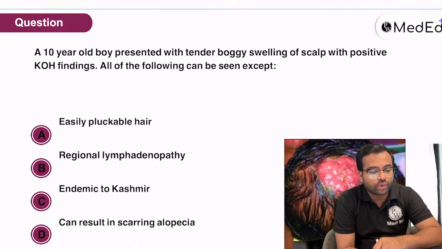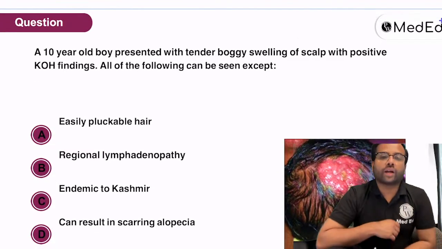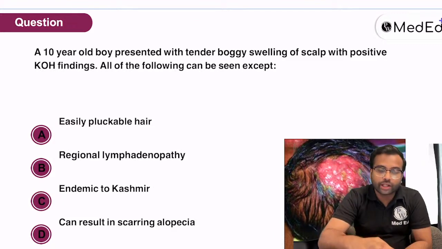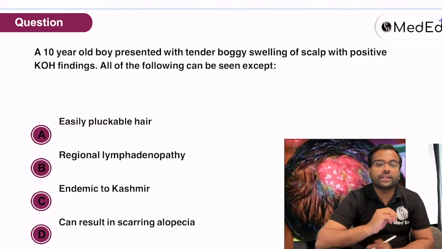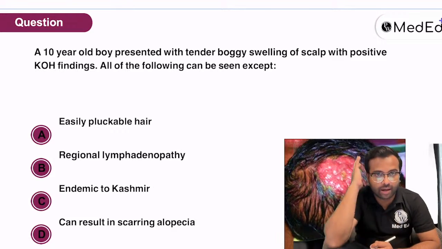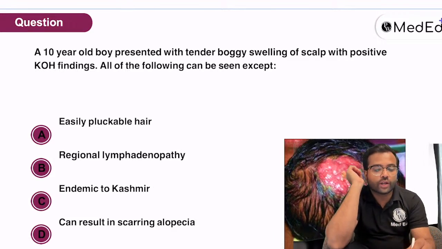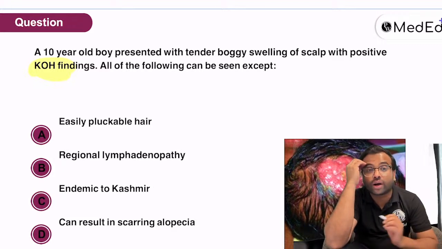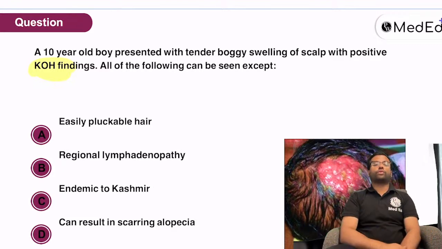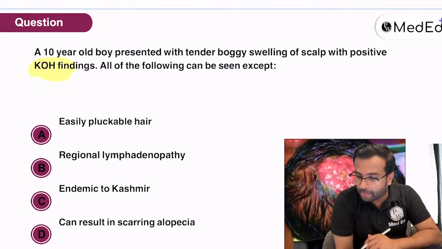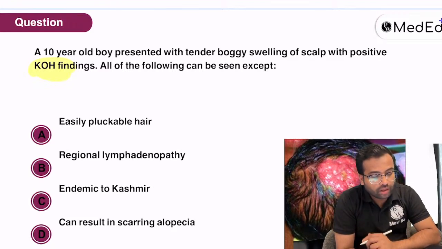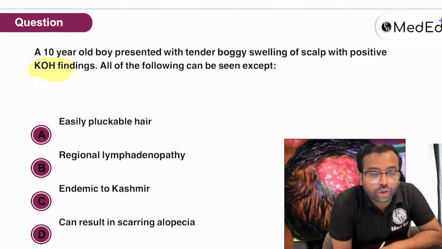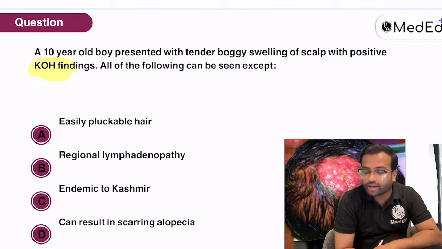So now let's go to the next question. A 10-year-old boy, and now this is a question which has been repeated multiple times in the NEET PG. So pay attention to it. A 10-year-old boy presented with a tender boggy swelling of the scalp and a positive KOH finding. So if the positive KOH finding is there, we know that this is going to be a fungal infection, right? So all of the following can be seen except: easily pluckable hair, regional lymphadenopathy, endemic to Kashmir, and can result in scarring alopecia.